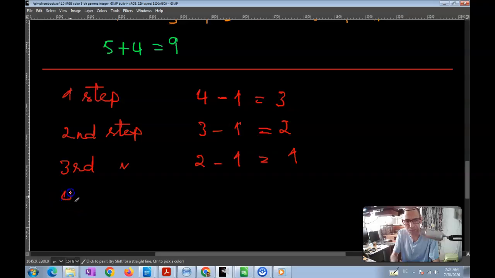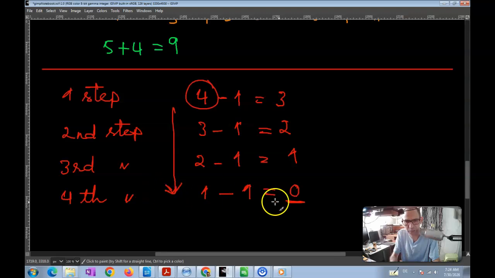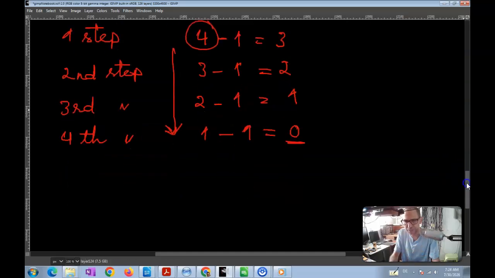And in the fourth step, we have 1 kid, and then we lose the 1 kid, and we are left with 0 kids in the bus, right? So that means that if you start with 4 kids, and you go through 4 steps, you will end up with 0, right?